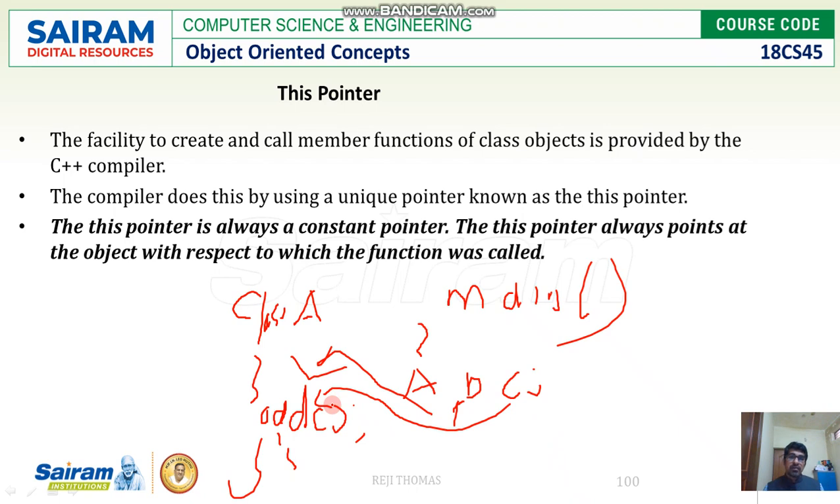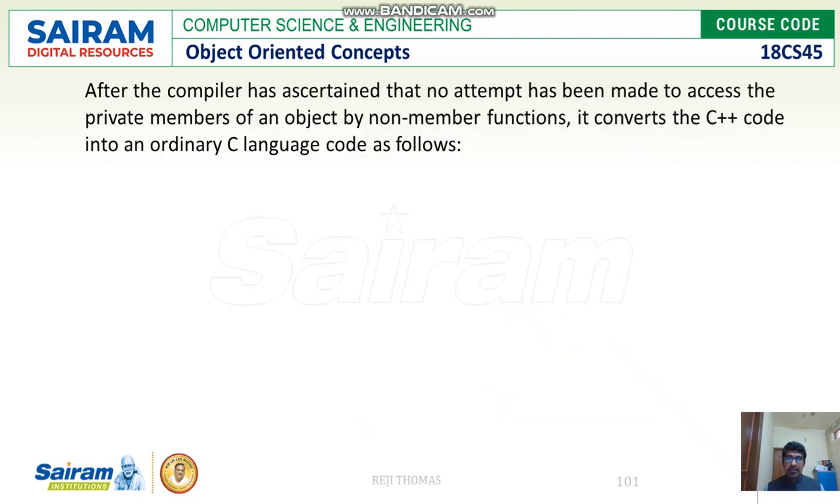Now what the this pointer does is it always points at the object. If you look at this case, we have two objects, one is B and the other one is C. Both are class variables and we call them objects. So which object has called this member? The this pointer will be a pointer to that object. So two things: it's a constant pointer, and it will always point at the object with respect to which the function was called, right?